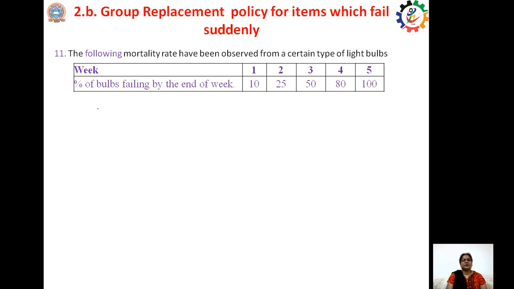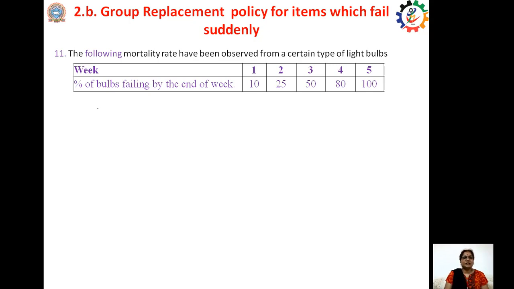The monthly mortality rate, means death rate, so nothing but failure rate, have been observed from a certain type of light bulbs. So 1, 2, 3, 4, 5 weeks, here weekly bulbs failure data is given. Percentage of bulbs failing by the end of the week. When the problem is on items failing suddenly, seeing this data, these words, reading again and again is very, very important, because based on these words, data given, you have to analyze. The procedure differs, few steps you have to do extra.